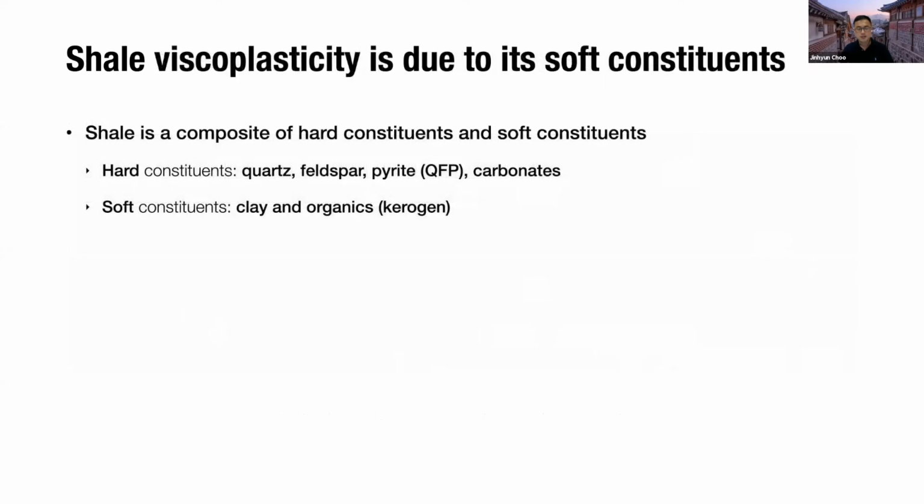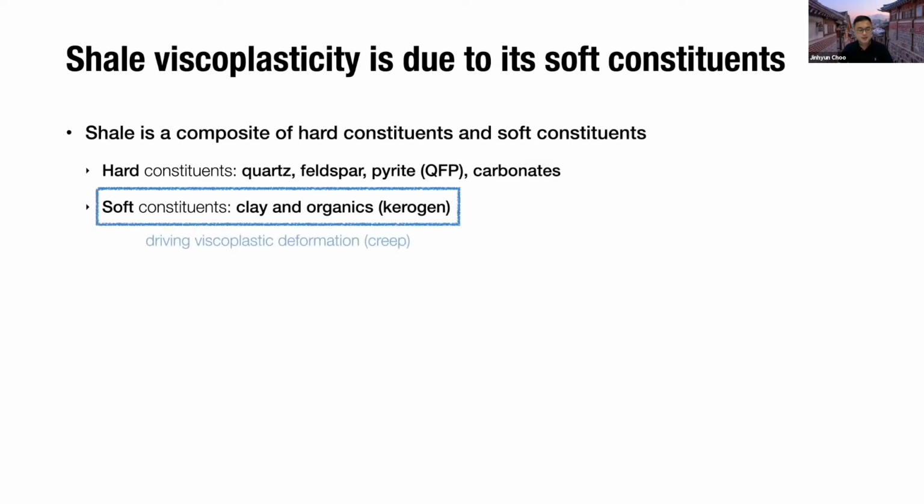And shale viscoplasticity is due to its soft components. Shale is a composite of hard constituents and soft constituents, and the hard ones include quartz, feldspar, pyrite, which are often denoted as QFP, and carbonates. And soft constituents include clay and organics, and kerogen is a typical example of organic matter in shale. And it is the soft components that drive viscoplastic deformation in shale.